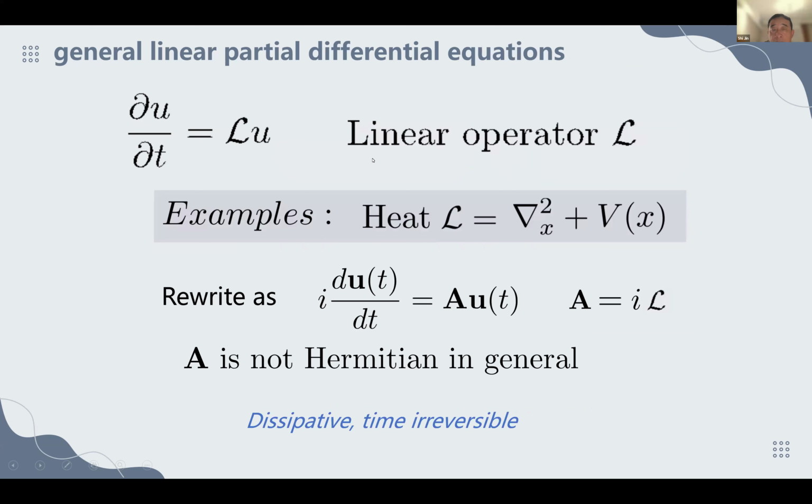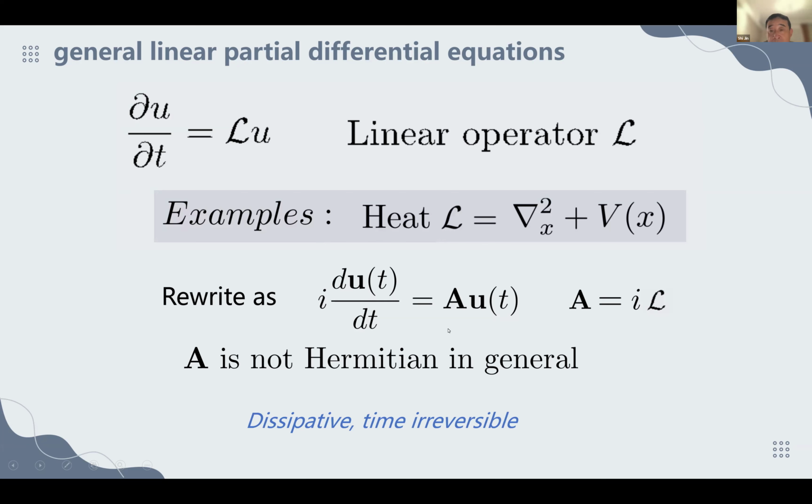And now, how about other general differential equations? For example, here we have a parabolic equation, right? The heat equation. So L is just the Laplacian plus maybe some forcing term, okay? And of course, here we can multiply both sides by i, and then this A is iL. Then clearly A is not Hermitian. In general, A is not Hermitian, okay? For the heat equation, A is not Hermitian.